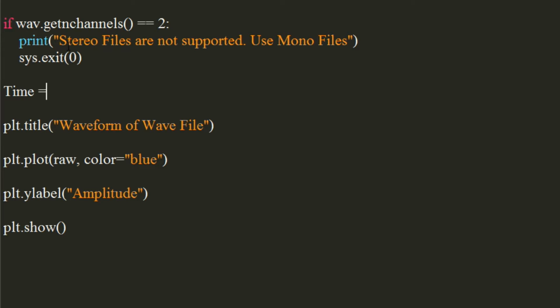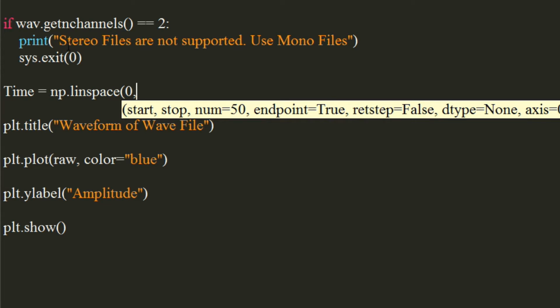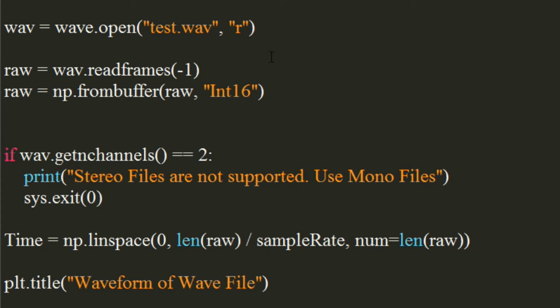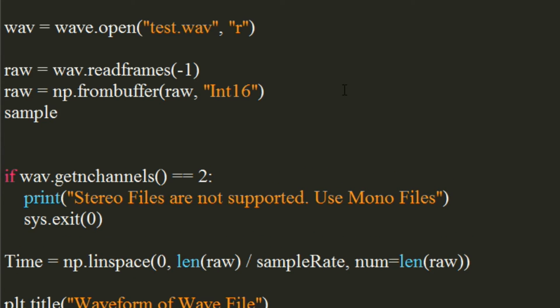To achieve this, we will use NumPy's linspace function, which returns evenly spaced numbers over a specified interval. It has various parameters. The first parameter is start, which would be 0. Second is stop, which would be the length of our raw array, divided by the sample rate of the audio. This basically gives the total duration of the audio. And third one is num, which specifies the number of samples to generate. It would be equal to the length of the raw array. Now, here, we will use the getframerate method to get the sampling frequency of the audio, which would be its sample rate.